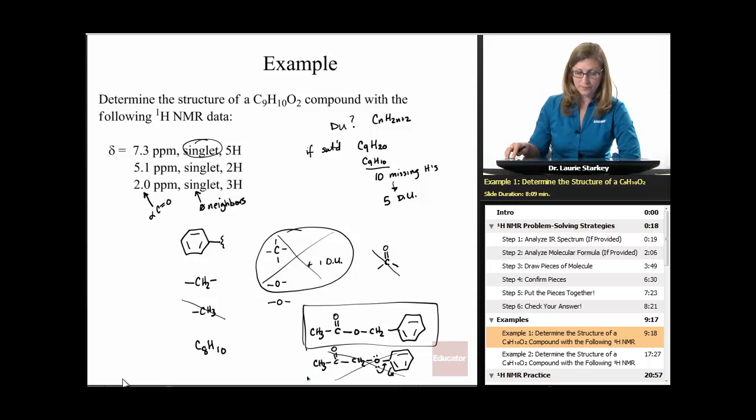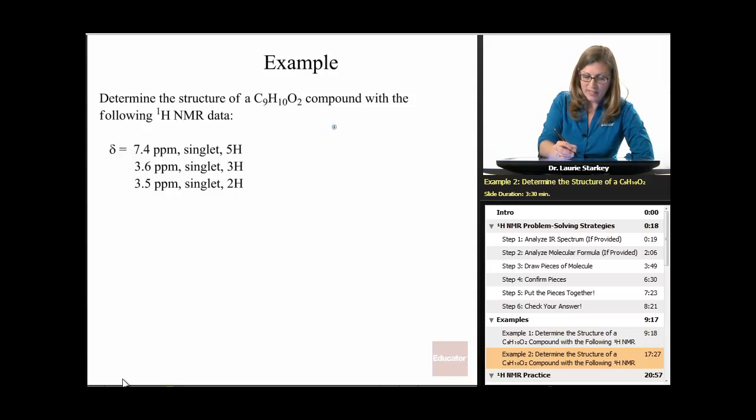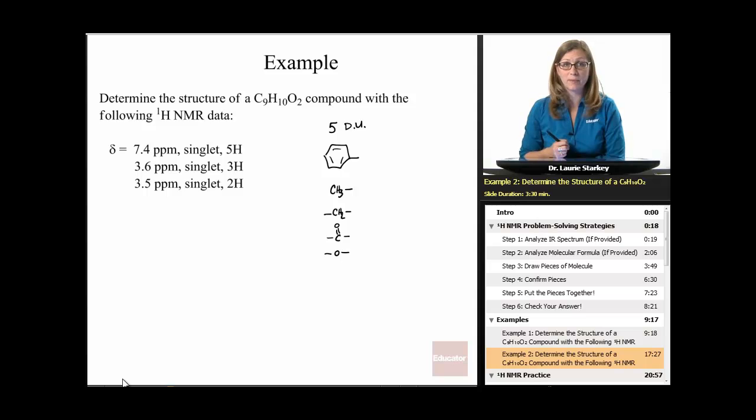Okay, let's try a different one. Turns out we have the same formula, and we have the same pieces. So just like we did our process before, we would find that we have 5 degrees of unsaturation. So we have a 5-hydrogen aromatic signal. We have a CH3. We have a CH2. We have a carbonyl. And then we have an extra oxygen. Same 5 pieces as we did in the previous problem. How are we going to put them together?